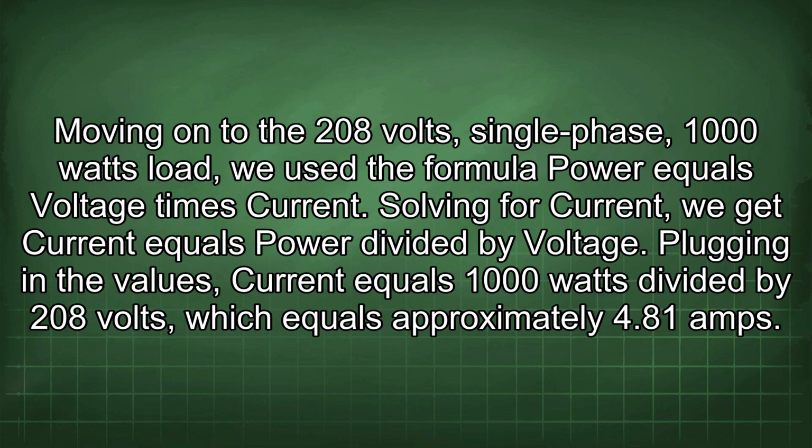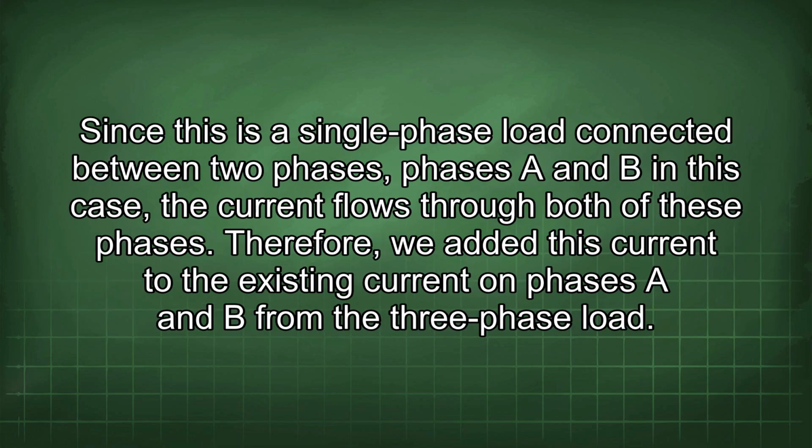Moving on to the 208 volts single phase 1000 watts load, we use the formula power equals voltage times current. Solving for current, we get current equals power divided by voltage. Plugging in the values, current equals 1000 watts divided by 208 volts, which equals approximately 4.81 amps. Since this is a single-phase load connected between two phases, phases A and B in this case, the current flows through both of these phases. Therefore, we added this current to the existing current on phases A and B from the three-phase load.